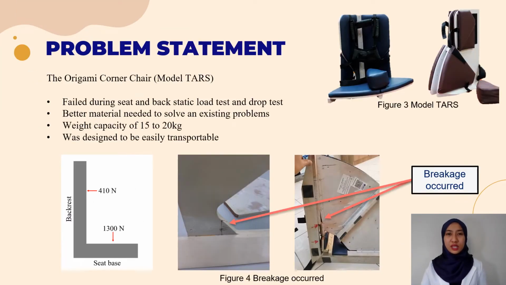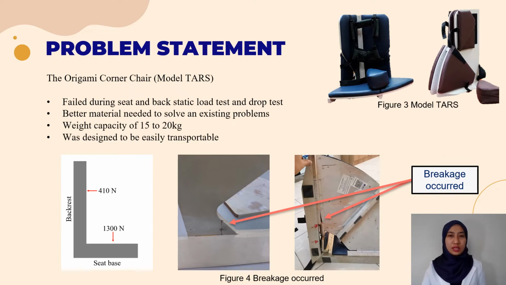So the problem is the origami corner chair, which is the case study of this project that will be referred to as model TARS in this thesis, was built with solid wood, and the model TARS failed during a seat and bed static load test and drop test. So this study was carried out to reproduce the origami corner chair in Malaysia with a better material to solve an existing problem. From the results, it was shown that breakage occurred at the center point between the backrest and seat base apron during the 200 Newton load applied to the backrest. As you can see in the figure, the value indicates the disjoint pieces of solid wood.